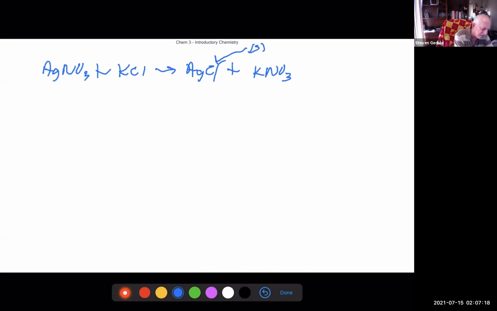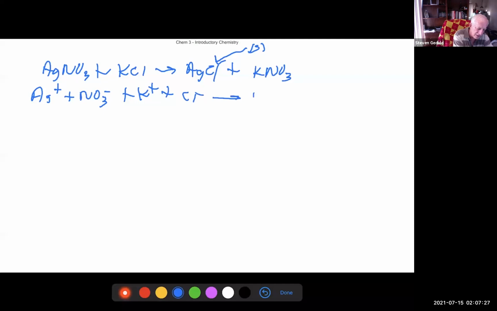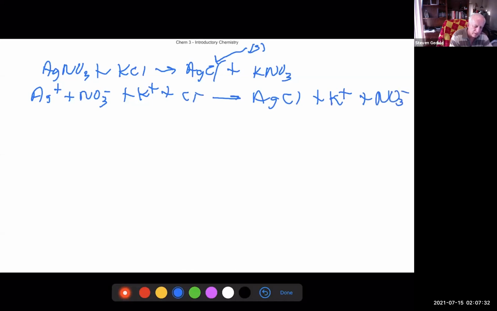The others are aqueous. So let's break down to Ag plus NO3 minus plus K plus Cl minus, right? Those are your ions. AgCl stays your solid. And then K plus NO3 minus. So there's your balanced molecular equation at the top, your total ionic equation below it, and then the net ionic equation is going to be removing your spectator ions. Spectator ions are potassium and NO3 minus. So your net ionic equation is going to be Ag plus Cl minus goes to AgCl solid.